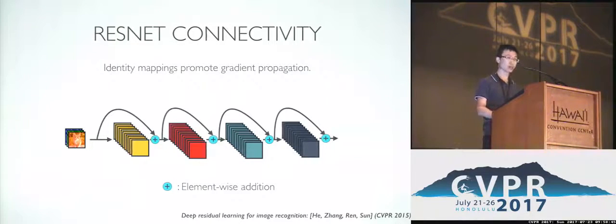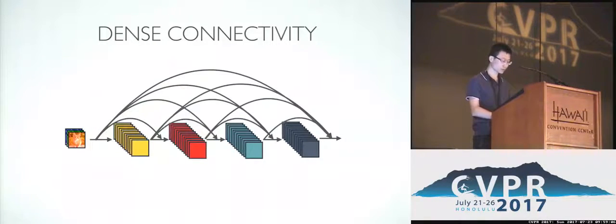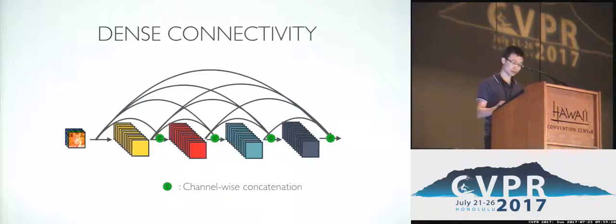It introduces identity connections to bypass signals across layers, and this greatly promotes gradient propagation in the network. ResNet has achieved unprecedentedly good results on many challenging computer vision tasks. In this paper, we propose a new connectivity pattern, which is called dense connectivity. The idea is quite simple. In this network, we connect every 2 layers in the network. So each layer receives signals from all its preceding layers, and the input is combined by channel-wise concatenation, which I will talk about in detail later.